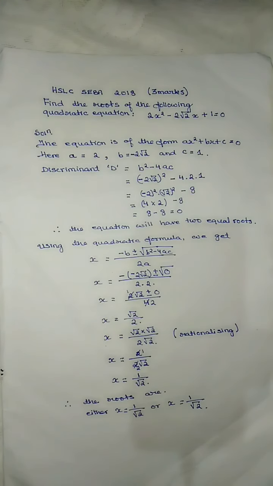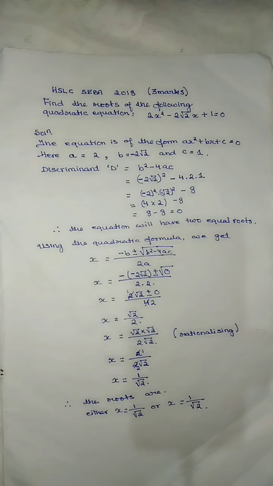And here it is, another question from SEBA 2018, SEBA Board HSLC 2018, for 3 marks. It just says, find the roots of the following quadratic equation: 2x squared minus 2 root 2 x plus 1 is equal to 0.